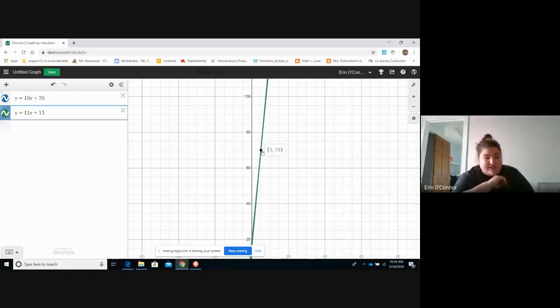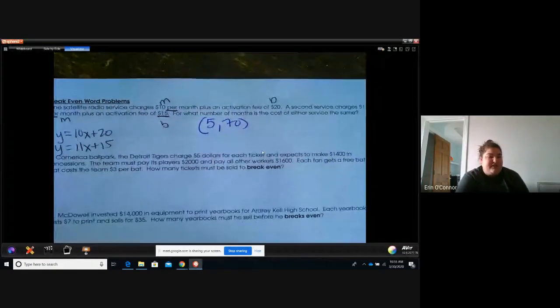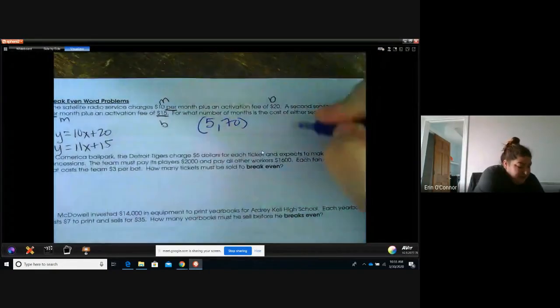Here's the point of intersection. It is (5, 70). So this is the point (5, 70). Now we have to answer the question: for what number of months is the cost of either service the same? We need to know months.